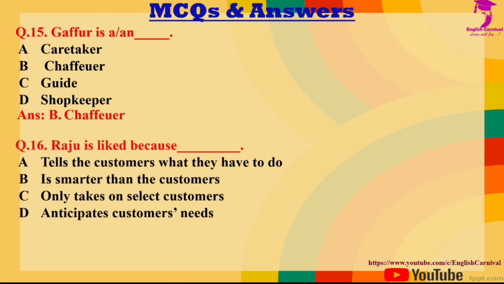Question number 16 we have, Raju is liked because dash. Options are A. Tells the customers what they have to do, B. Is smarter than the customer, C. Only texts on select customers, and D. Anticipates customers' needs. Correct answer is D, that is he anticipates customers' needs.